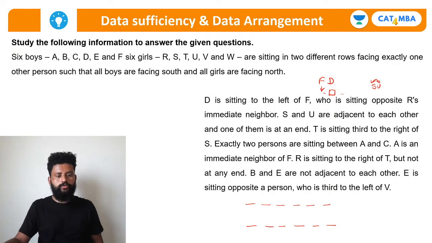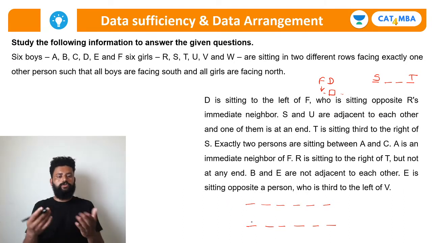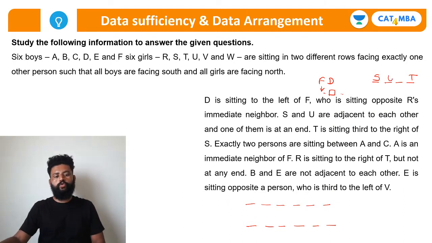Okay. Then T is sitting third to the right of S. Now listen, if we use this clue, T is sitting third to the right of S, it must be this, 1, 2, 3. So S is at number 1, and all the girls are facing north, and one of S and U is at the end. So it could be like this, S is at the end and U here, or it could be like U is at the end, S here, 1, 2, 3, is T. Something like this.